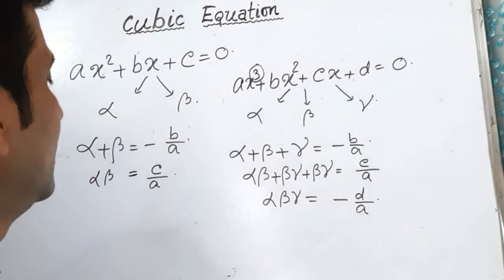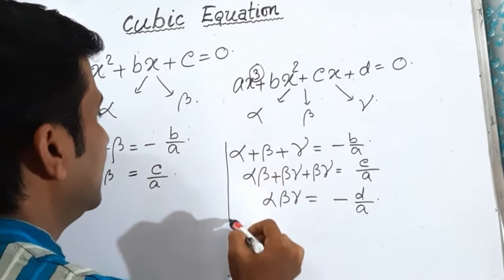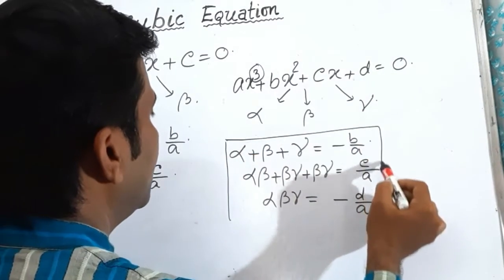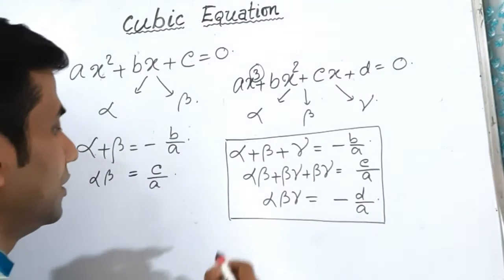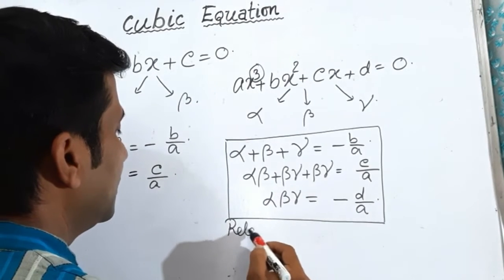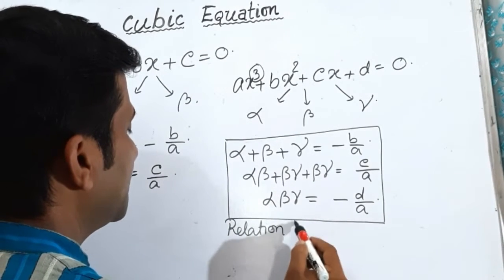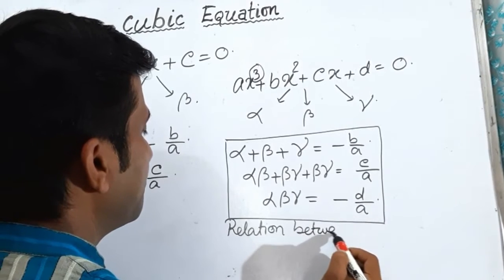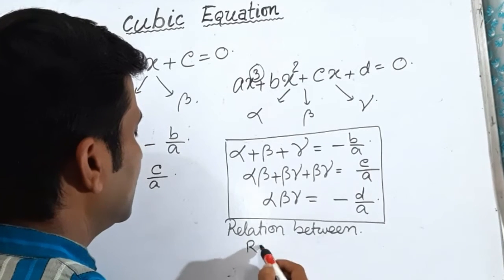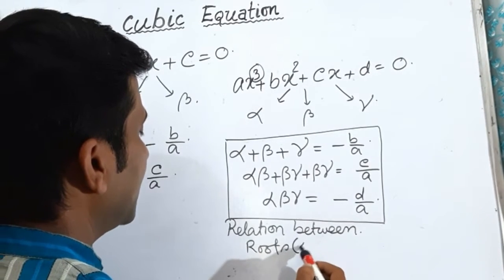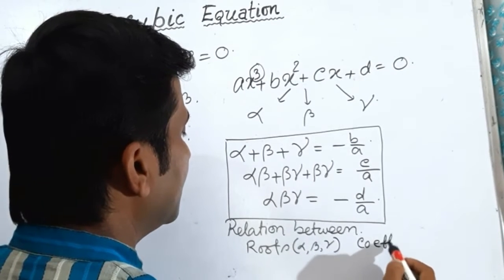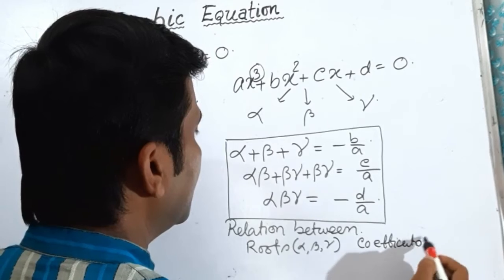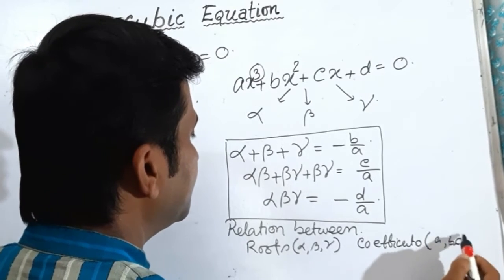This is the relation between roots, that means alpha, beta, gamma, and coefficients a, b, c.